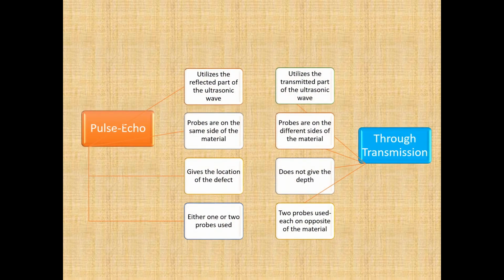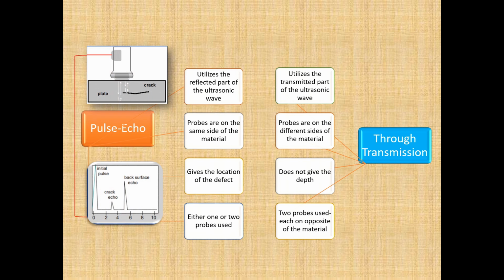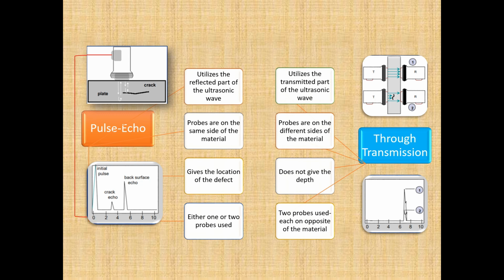Okay, we will talk about pulse echo first. Pulse echo utilizes the reflected part of the ultrasonic wave. Both probes are on the same side of the material. It gives the location of the flaw, and either one or two probes can be used. Where through transmission utilizes the transmitted part of the ultrasonic wave, both probes are on different sides of the material. It does not give the depth of the flaw, and two probes are used on opposite sides of the material at the same time.